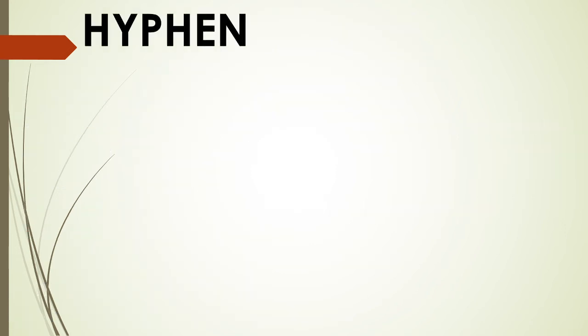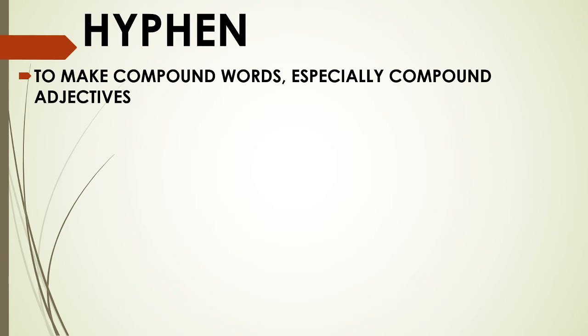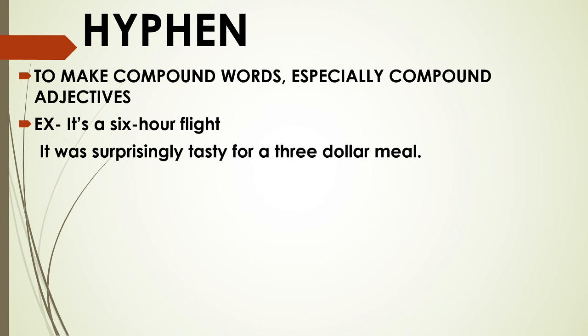Next, hyphen. Hyphens are used to make compound words, especially compound adjectives. For example, it's a 6-hour flight. So 6-hour in this sentence is a compound word. Or it was surprisingly tasty for a $3 meal. So what's wrong with the sentence? The $3 is a compound word, and being so, it should have a hyphen between the word 3 and dollar.